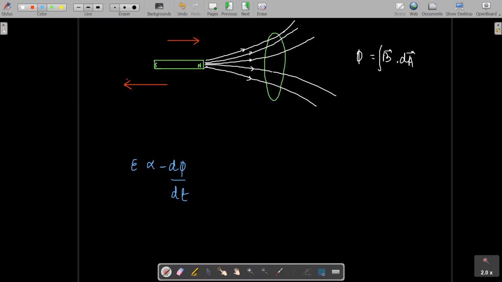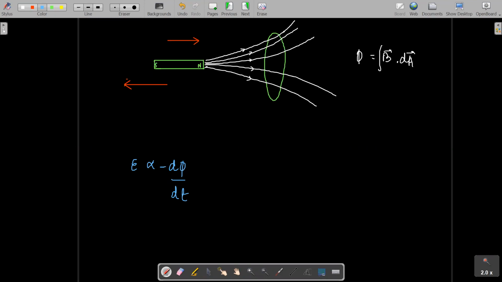So what happens if there is some loop through which some magnetic field is linked, some flux is linked through this area? If this flux changes, there will be an EMF induced in the loop.